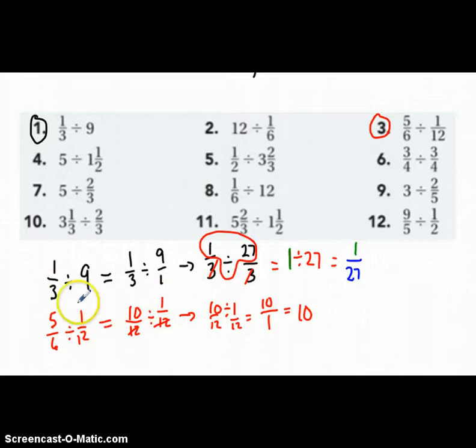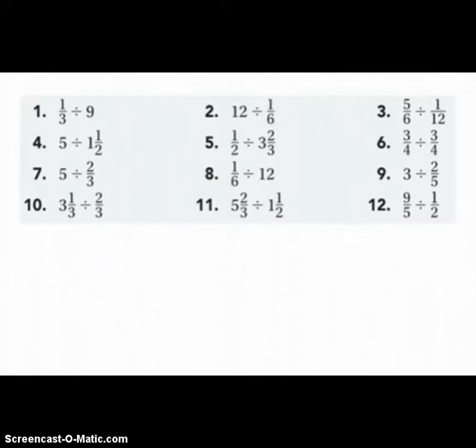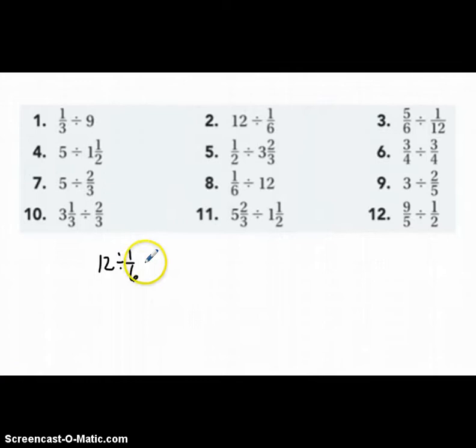All right, so let's take a look at the second algorithm. In the second algorithm, I am going to start with problem number 2. So we're going to start off by writing 12 divided by 1/6. Now my pen's not working, so hold on just a minute. Okay, pen problem saved. The second algorithm is showing you how to multiply by the reciprocal.